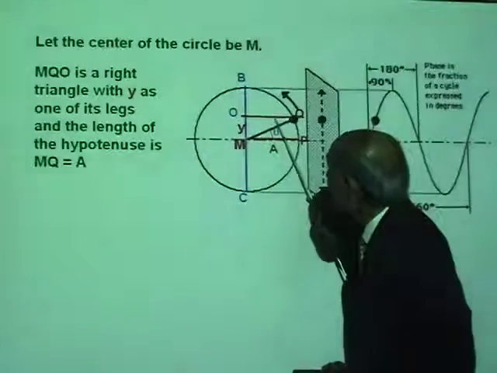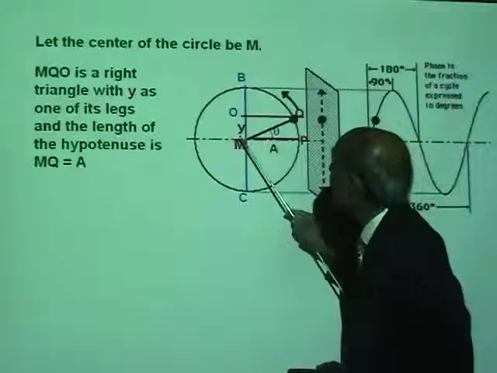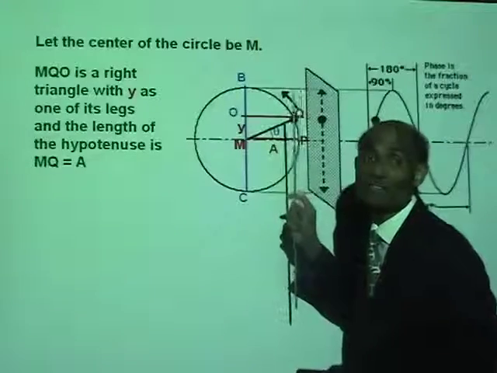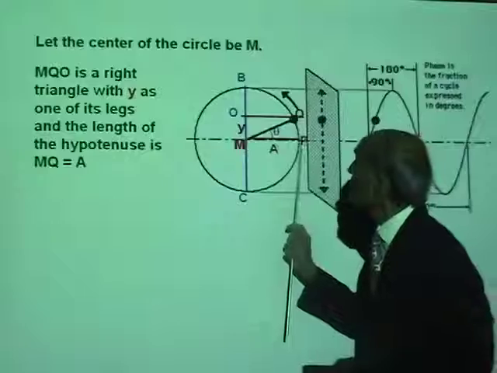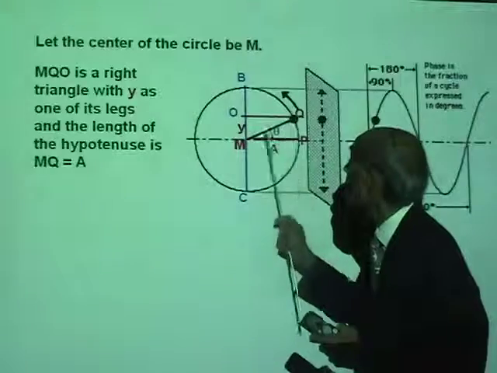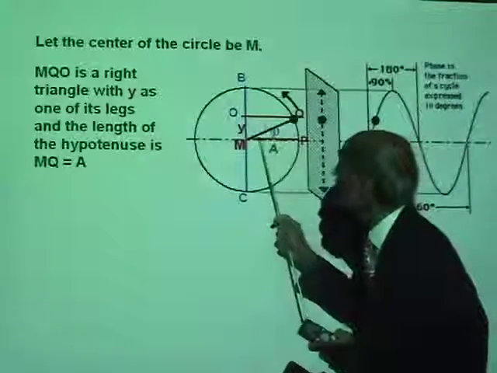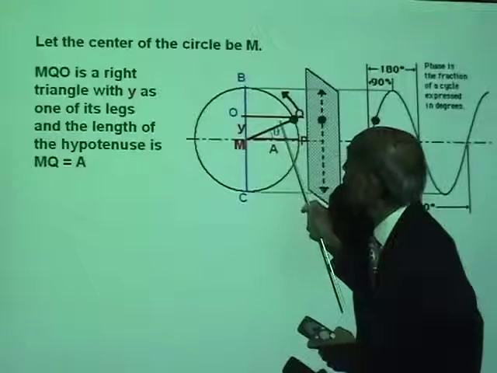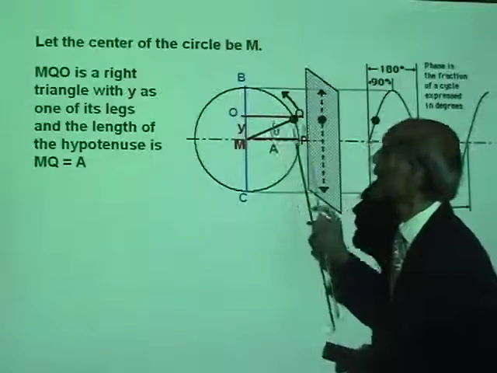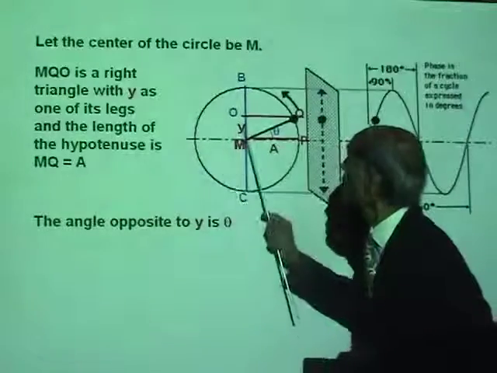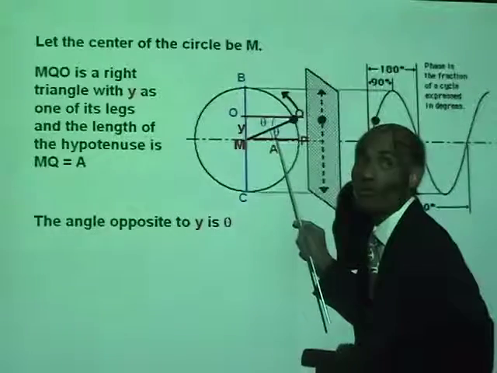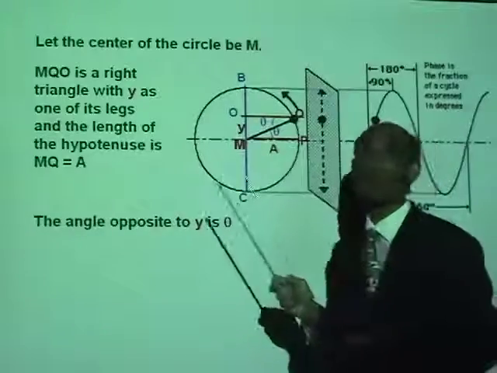Can you tell me, what is this angle? What is angle MQO? Any idea? Well, you know that line MP and QO are parallel, and this is a line cutting them. Therefore, this angle and this angle are corresponding angles. They are equal. The angle opposite to y is theta. This angle is the same as this angle. That means this angle is theta.